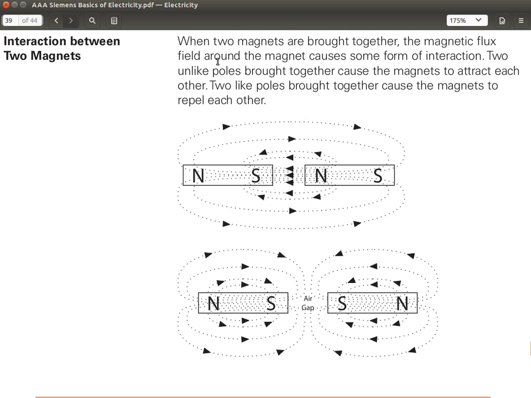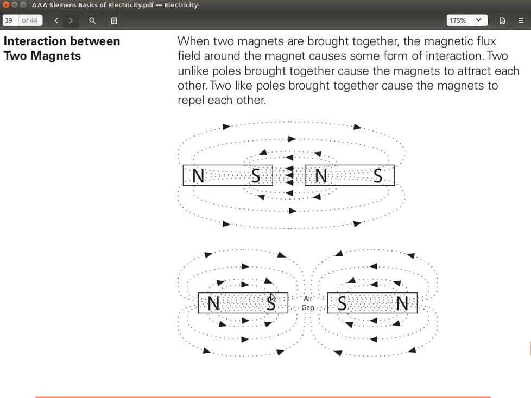Interaction between two magnets. When two magnets are brought together, the magnetic flux field around the magnet causes some form of interaction. Two unlike poles brought together cause the magnets to attract each other. As you see at the top here, when you have a north and south pole of two magnets brought together, they attract. Here, two like poles brought together cause the magnets to repel each other, as you can see down here. When you have two south poles or two north poles brought together, the magnets repel each other.